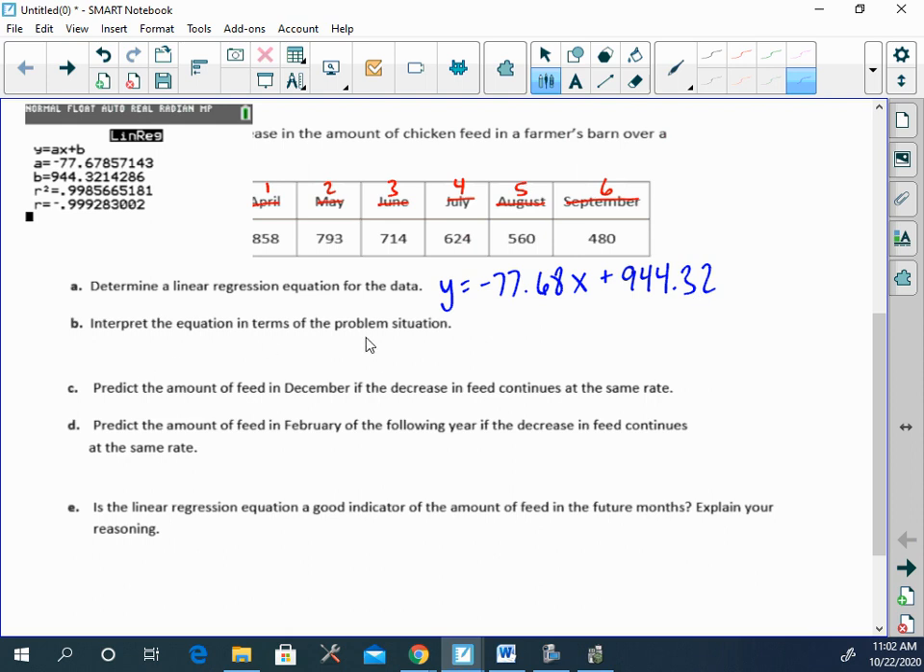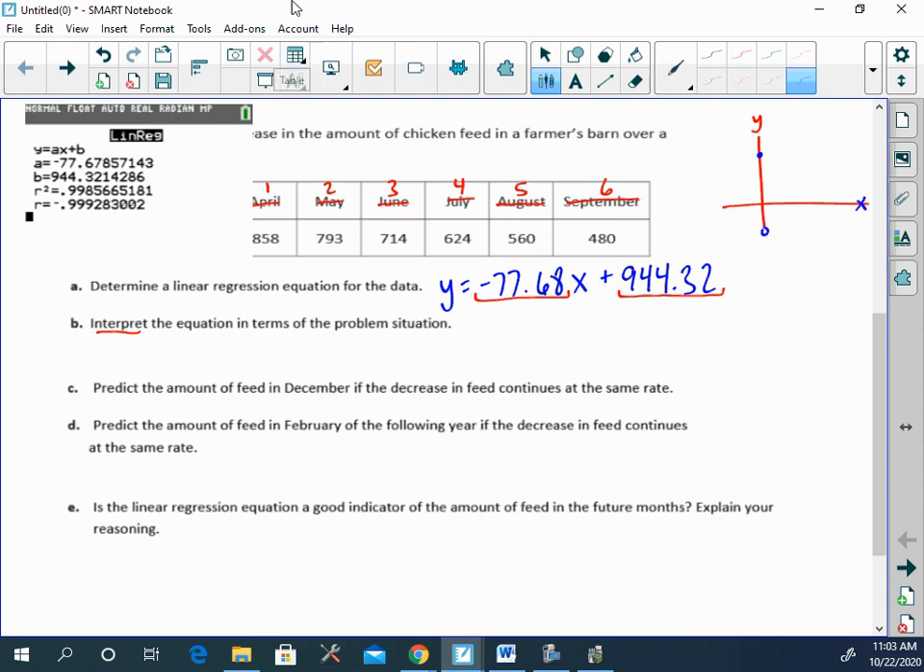Interpret the equation in terms of the problem situation. So when it says to interpret, you want to look at your slope and interpret that, and then look at your y-intercept and interpret that. So our y-intercept, where it hits the y-axis, is 944.32. That would be when our x value is all the way over here at 0.